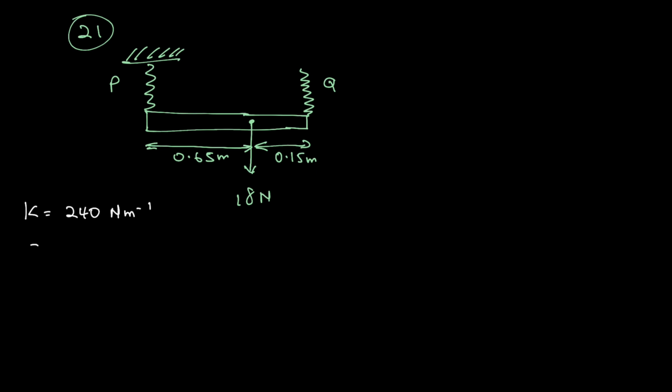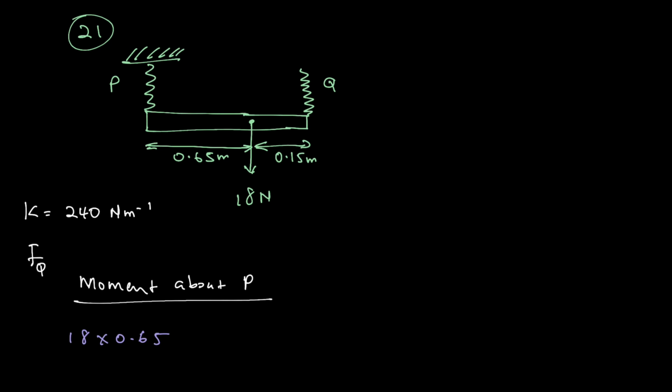And so I need to find the force FQ, the force on Q. In order to do that, I'll take a moment about P. So I have 18 times 0.65. This is clockwise. Total clockwise moment equals total anti-clockwise moment.